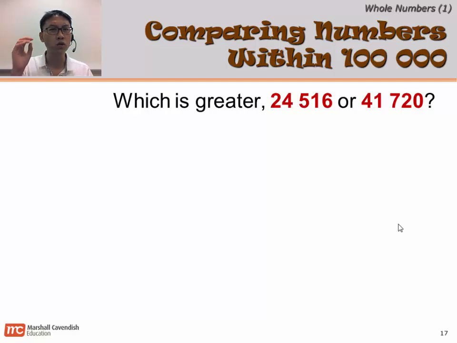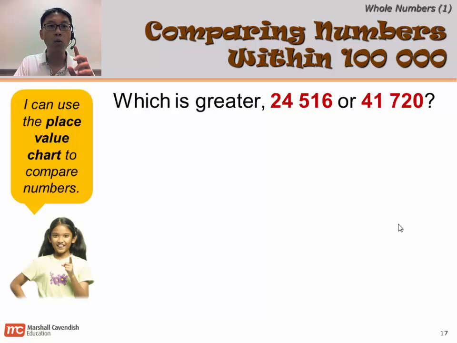Now, this question, I'm sure all of you or most of you are able to answer me. If I ask you which is greater, 24,516 or 41,720, you are able to answer because you compare all the time. You compare grades, you compare height, you compare who is heavier, you compare money. So I'm sure that most of you are able to compare. But why? Why is 41,720 greater? So I'm going to show you why.